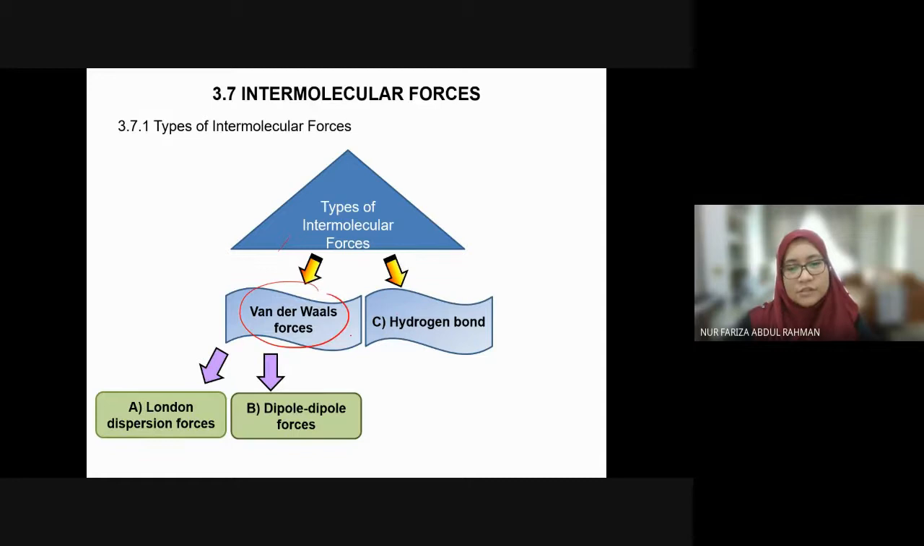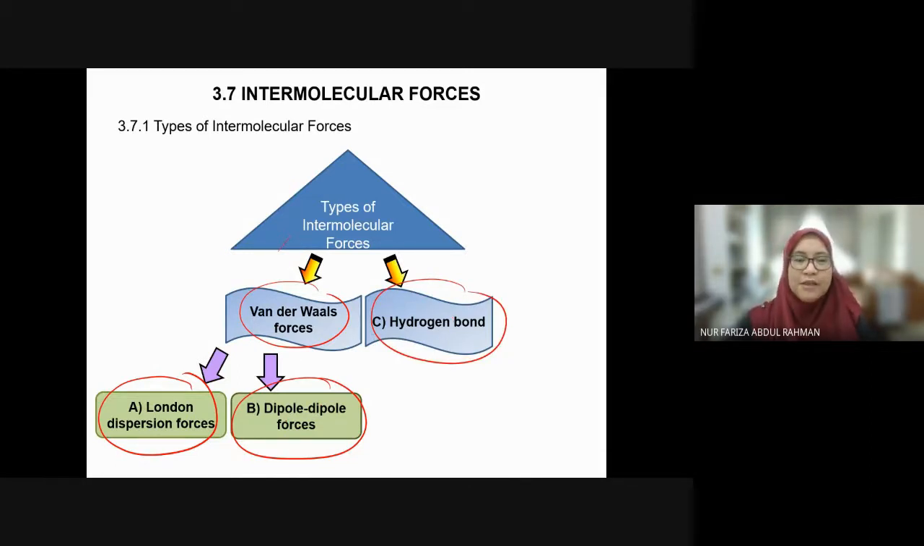We have a few types of intermolecular forces. One is van der Waals, which can be divided into two: London dispersion forces and dipole forces. Last but not least, we have hydrogen bonding. So we are going to look into these three. Previously we used to have more than this, more than 5 types of intermolecular forces, but we removed some and chose the most significant.